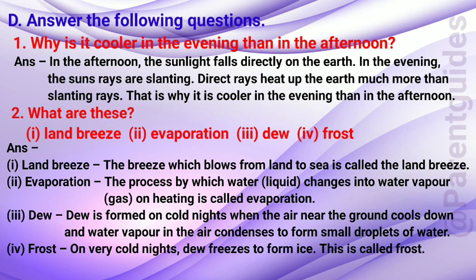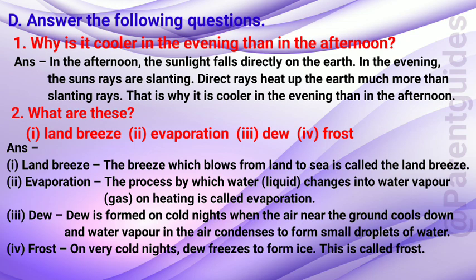2. What are these? 1. Land breeze. 2. Evaporation. 3. Dew. 4. Frost. Answer. Land breeze. The breeze which blows from land to sea is called the land breeze. Evaporation, the process by which water or liquid changes into water vapor or gas on heating is called evaporation.